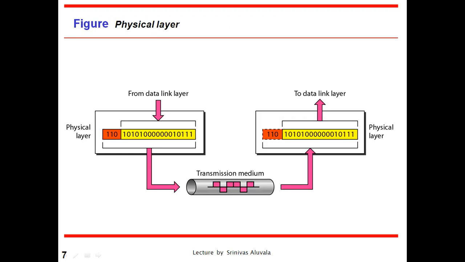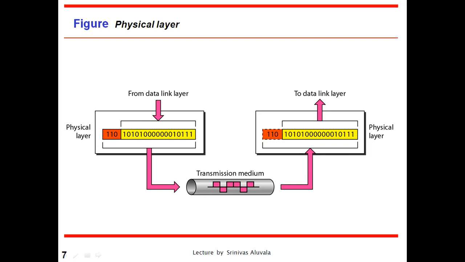Firstly, let us go for seeing the basic functionalities of the physical layer. The physical layer coordinates the functions required to carry a bit stream over a physical media. It deals with the mechanical and electrical specifications of the interface and transmission media. The physical layer is also concerned with the physical characteristics of the interfaces and medium. The physical layer defines the characteristics of the interface between the devices and transmission media. It also defines the type of transmission media.